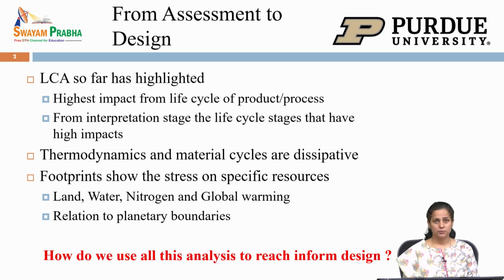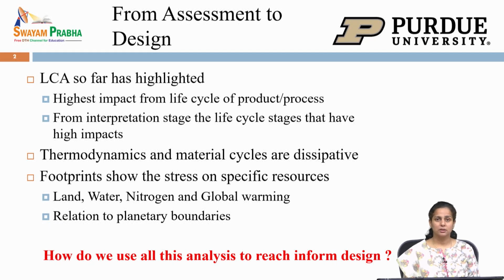Then we discuss footprints, where we are looking at the stress on specific resources, starting from the ecological footprint, where we are looking at land as a very valuable resource, water footprint, nitrogen footprint, and global warming, which is the carbon footprint. And all of these footprint measures are actually relating the impact of human activities to the global planetary boundaries, which is the Earth system's capacity to assimilate the waste and the stressors caused by human production system.